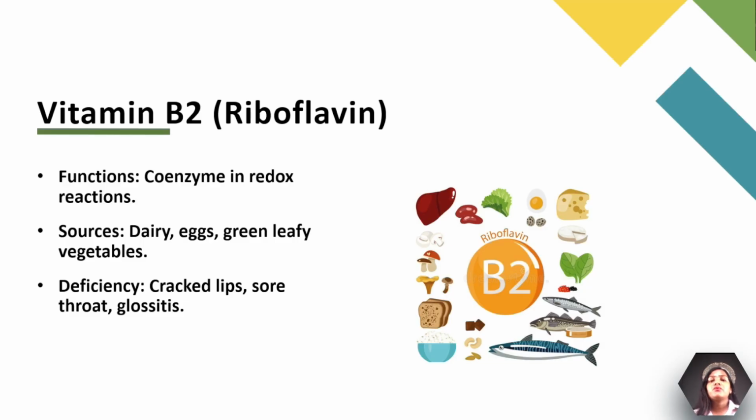The function of this vitamin is that it plays a role as a coenzyme in redox reactions. And the dietary sources are dairy products like milk and milk products, eggs, green leafy vegetables, and the deficiencies can lead to cracked lips, sore throat and glossitis. So this is all about vitamin B2.